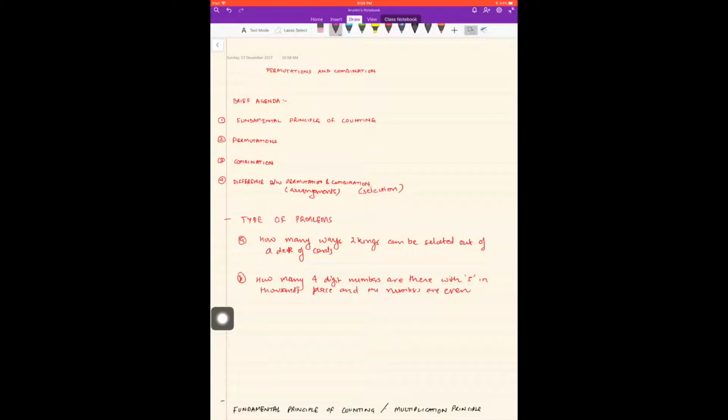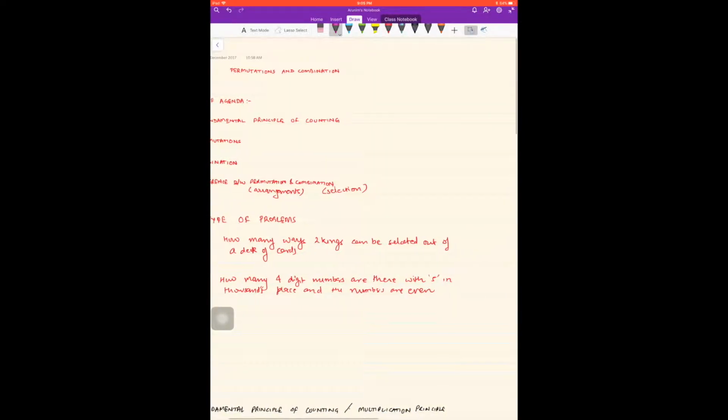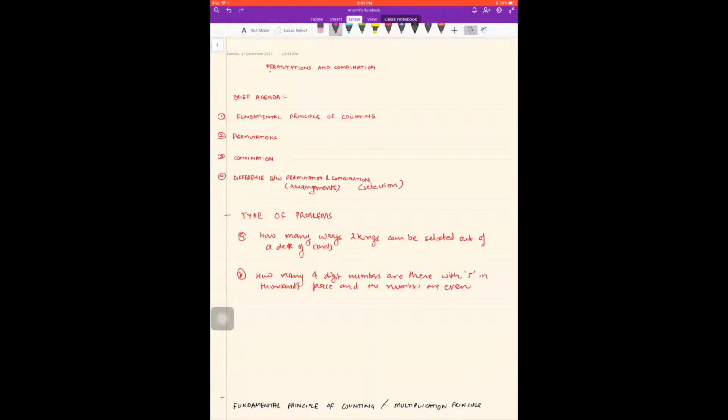Hello friends, today we'll be talking about permutations and combinations, which is a very important topic for your preparation. You will get a lot of questions on these, and it's in your entrance exams, for various competitive exams for class 12.